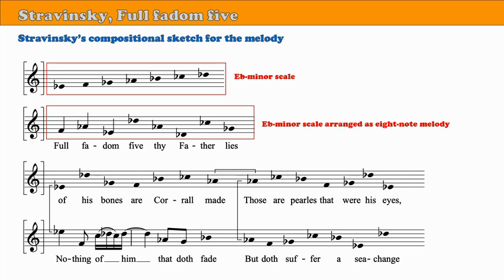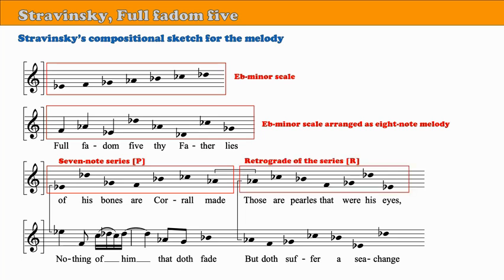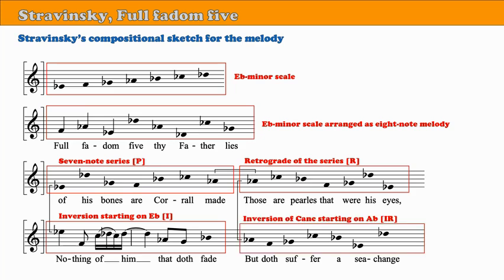For the next 4 lines of text, Stravinsky begins to compose serially. Of his bones are coral made uses the 7 notes of the E-flat minor scale arranged as a 7-note series. The next line of text is the retrograde, the same 7 notes heard backward. Then, the inversion of the original series, starting on their shared first note, E-flat. And finally, the inversion of the retrograde, starting on their shared first note, A-flat.